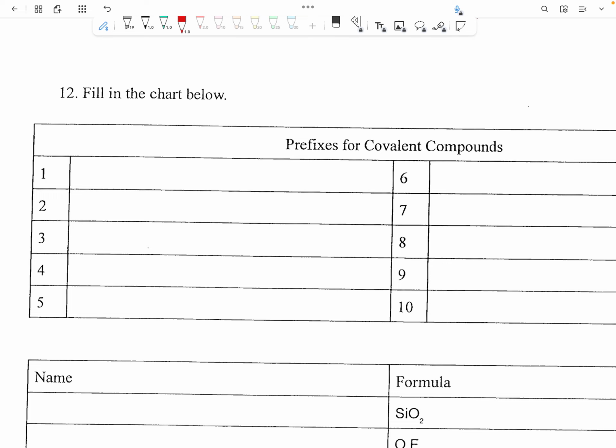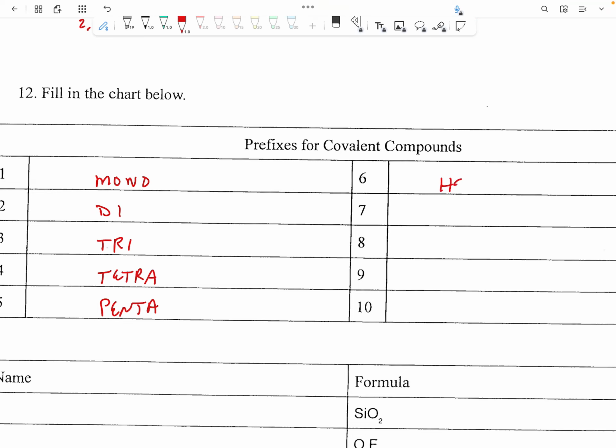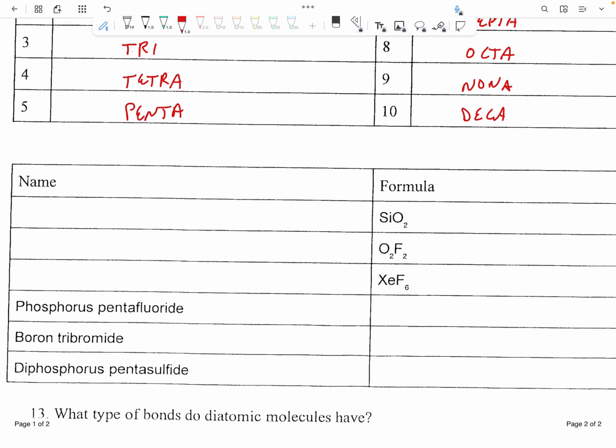Prefixes. We have for 1, mono, 2, di, 3, tri, 4, tetra, 5, penta, 6 is hexa, 7 is hepta, 8 is octa, 9 is nona, and 10 is deca. Okay? You'll need to know those. All right. So now we're going to name some covalent compounds here.